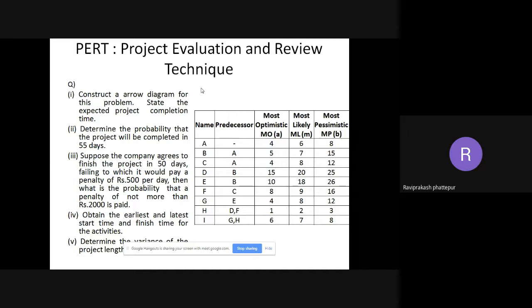Second one, determine the probability that the project will be completed in 55 days.